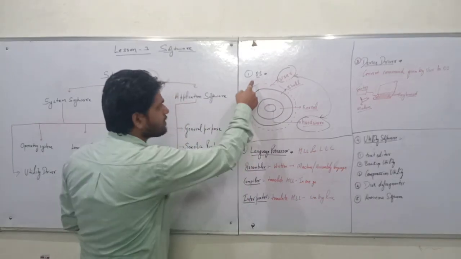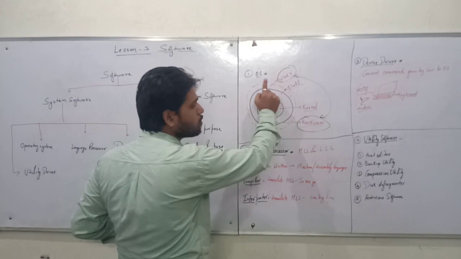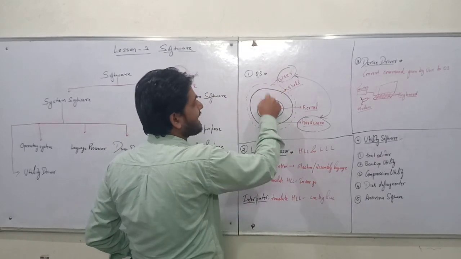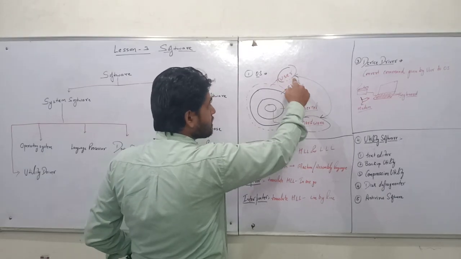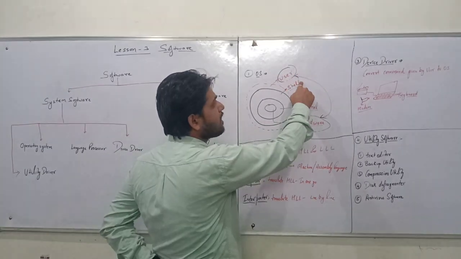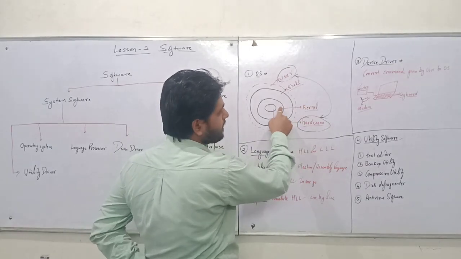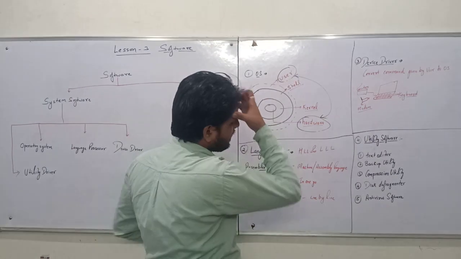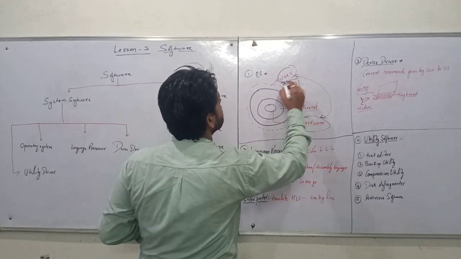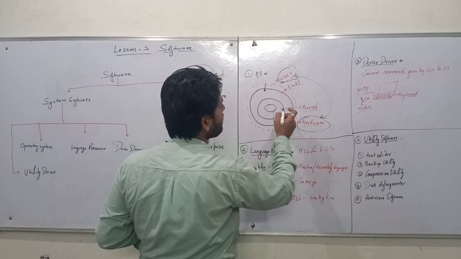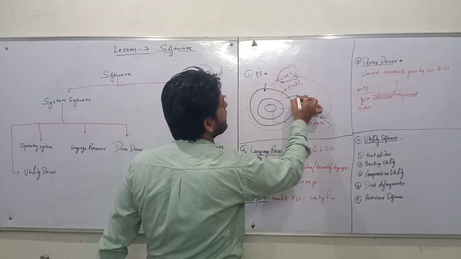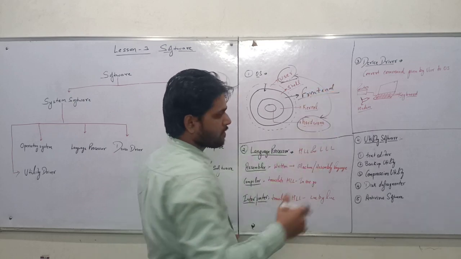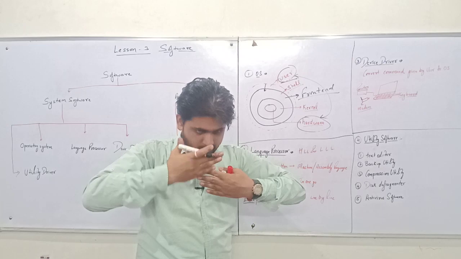Let's see this diagram. This red circle which you are seeing is the user. The first circle, by which the user is interacting, is also known as shell, means the user is directly interacting with shell. Shell is connected with kernel, and then kernel instructs the hardware. Shell is also known as front end, means the first part.